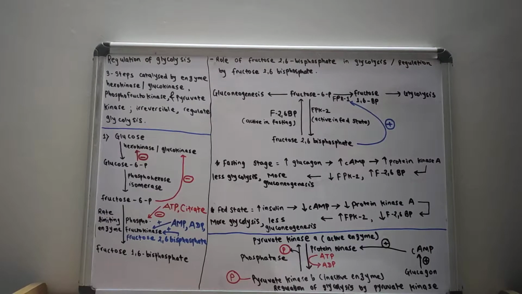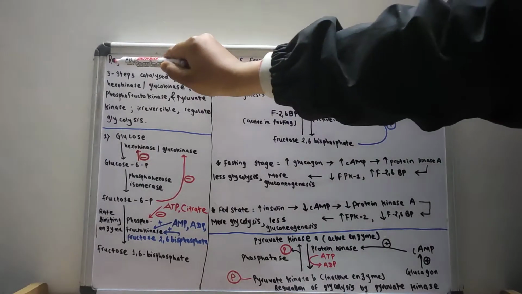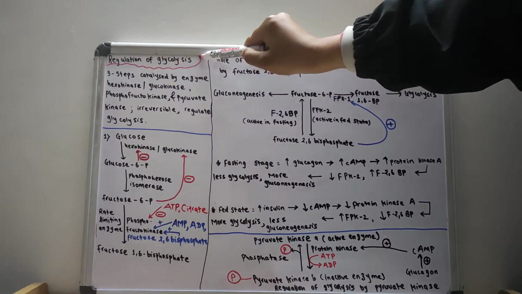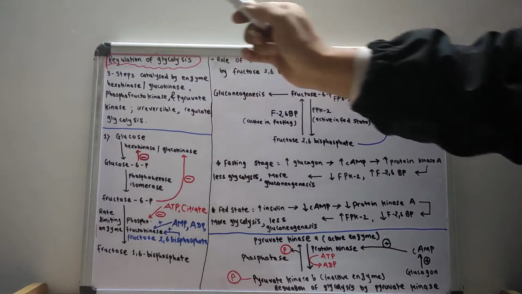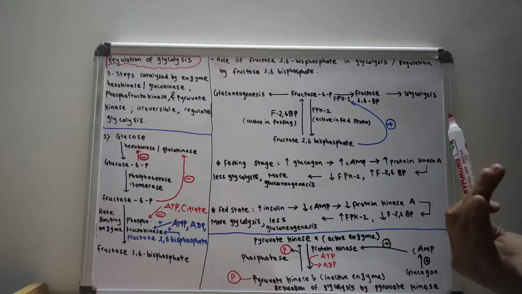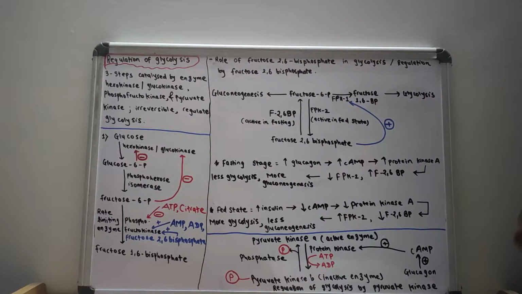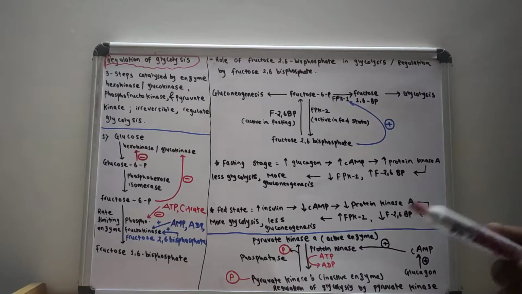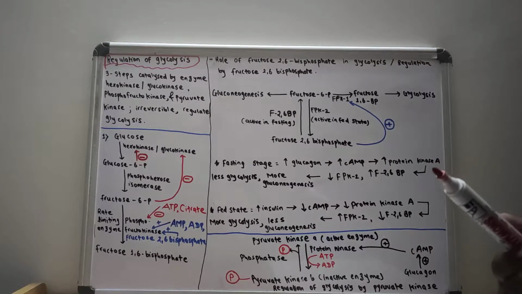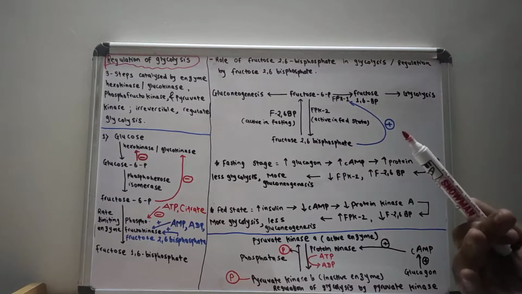Today we are going to talk about the regulation of glycolysis. In today's chapter we will talk about how glycolysis is regulated by the different steps and different enzymes, and how the substrate or the products regulate glycolysis. Now let us start this topic.